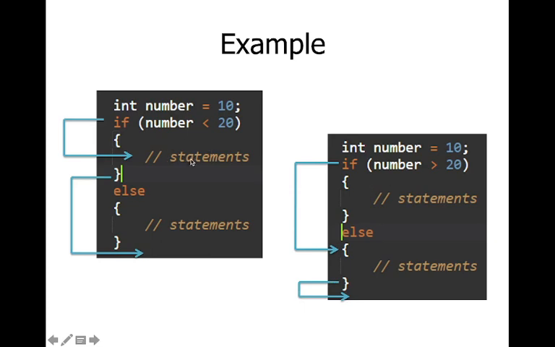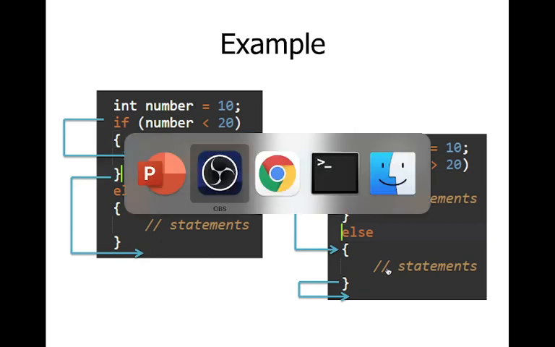So if it is true, this set of statements. If it is false, this set of statements will be executed. Okay. So we will see some example, then you will understand. I'll take some example.